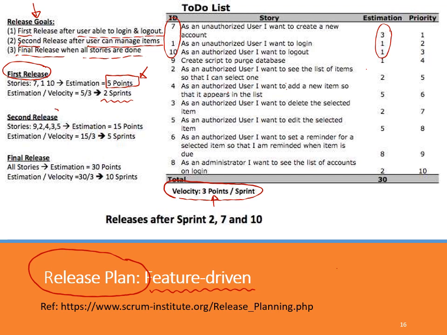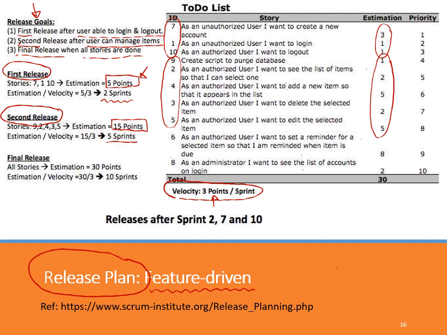How about the second release? Second release is when user can manage items, right? So it involves 5 stories here: Story 9, 2, 4, 3, and 5. Okay. And the total effort points for this release is 15. And that means with the team velocity 3, right? It requires 5 sprints to complete this second release.